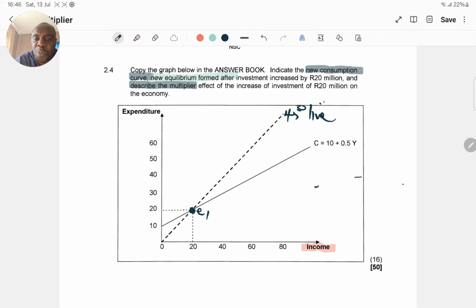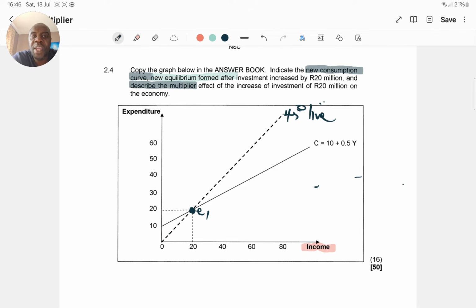If you look at this point, at E1, what is our income? 20. What is our expenditure? 20. So when the consumption function cuts the 45-degree line, at that point, income and expenditure are equal. I believe we have so far explained what the examiner has given us.